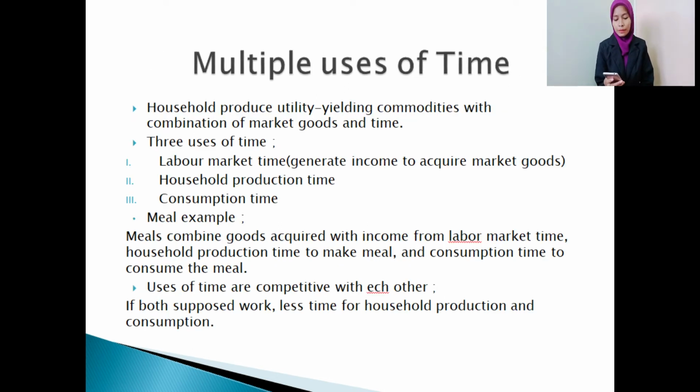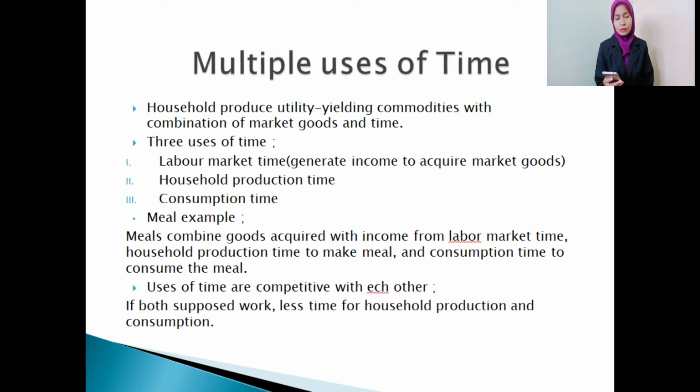Next point is multiple uses of time. Households produce utility-yielding commodities with combinations of market goods and time. There are three uses of time. First, labor market time to generate income to acquire market goods. Second, household production time. And last, consumption time.